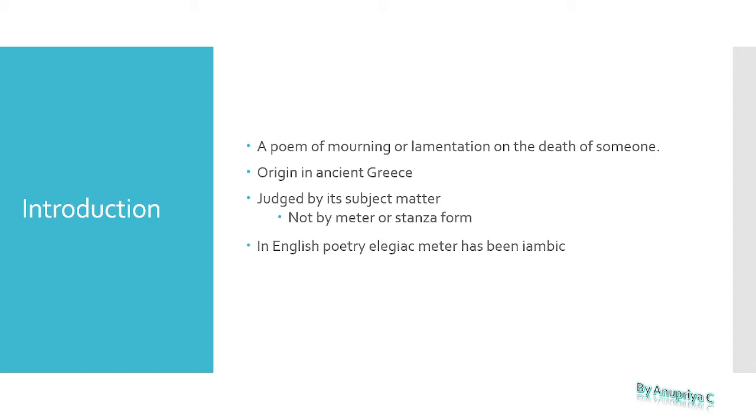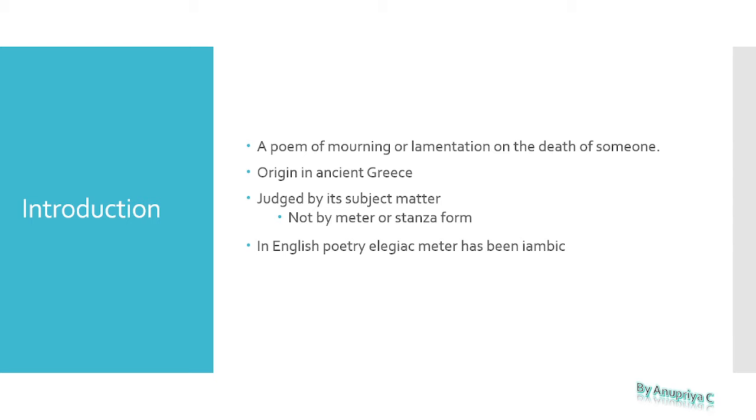So, elegy is nothing but a poem of mourning or lamentation on the death of someone. So, the poem actually presents a lamentation or mourning on the death of someone. So, it is a mourning poem. Now, if you look at the origin of this kind of poem, it originated in ancient Greece and it is judged by its subject matter and not by meter or stanza form.